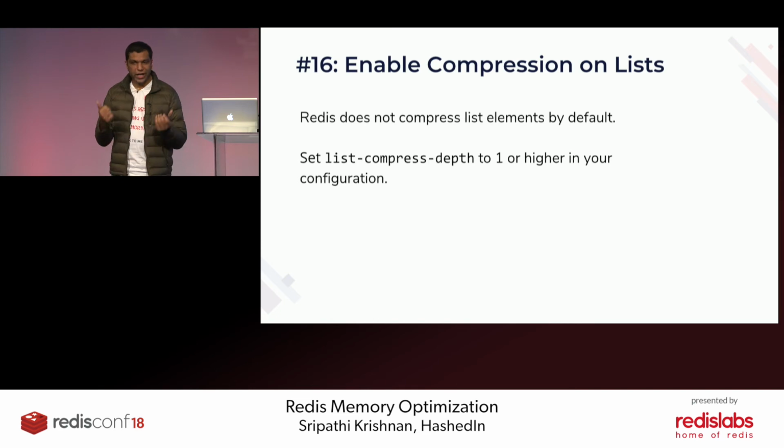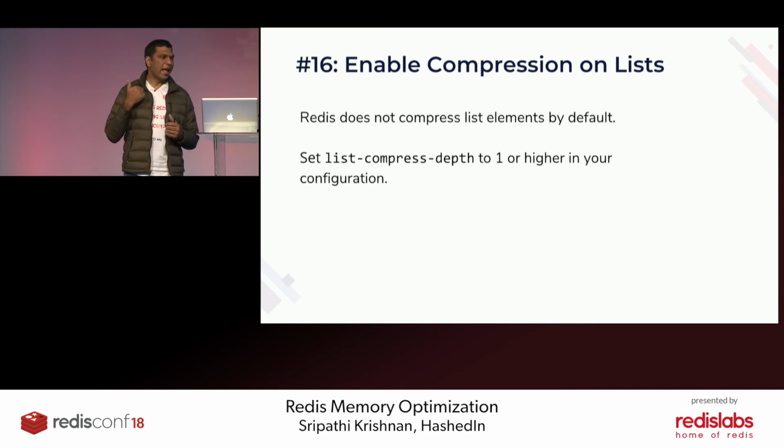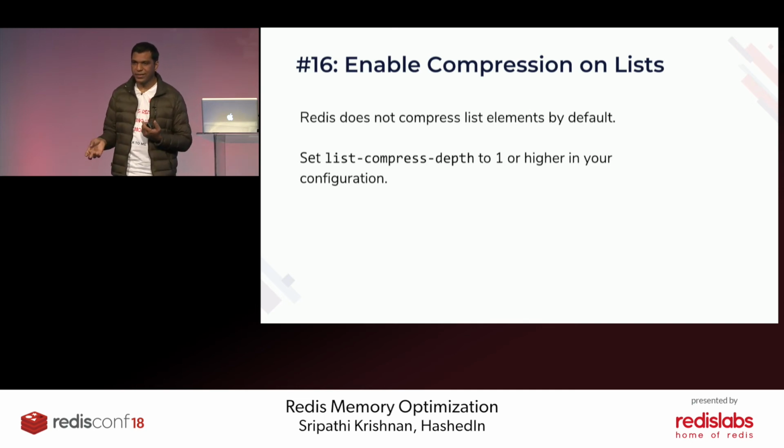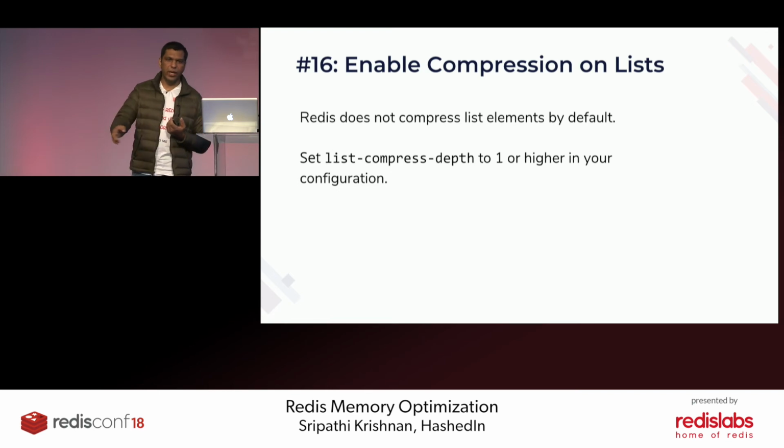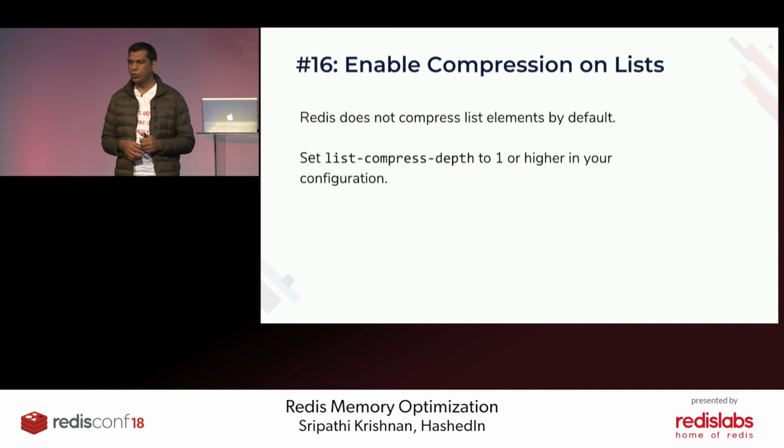So it is not enabled by default. If you have got large lists, especially large lists with large objects and textual objects in them, it's a great setting to use, and it's just a simple flag. You don't have to compress anything in your application code. Just go to redis.conf, change that value. You should see a lot of savings.